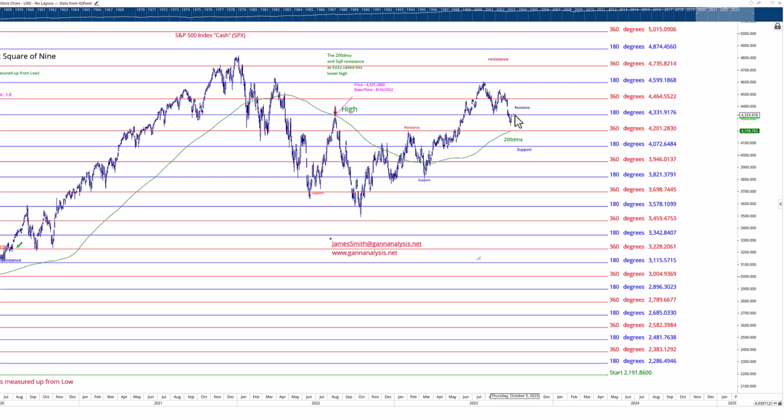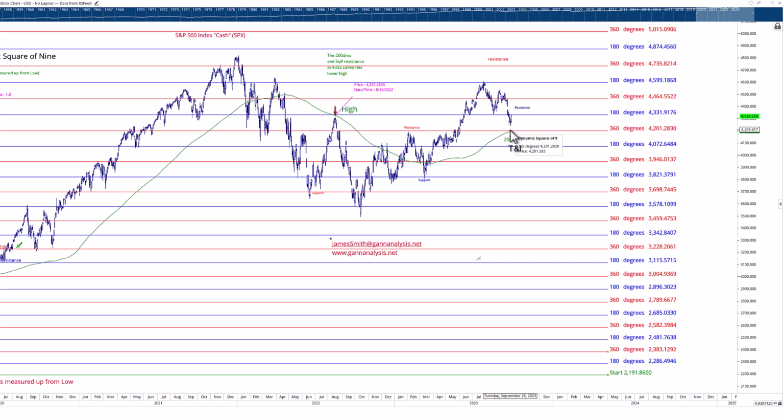If you close above this, if you start breaking out, maybe you go to 4464. But if you can't do that and you take out this next lower level, which is also the level of a former high at 4201, and the 200-day moving average at 4198, well, guess what? You're probably going down. So keep an open mind. Let the market tell you what it wants to do, and you'll be better off.